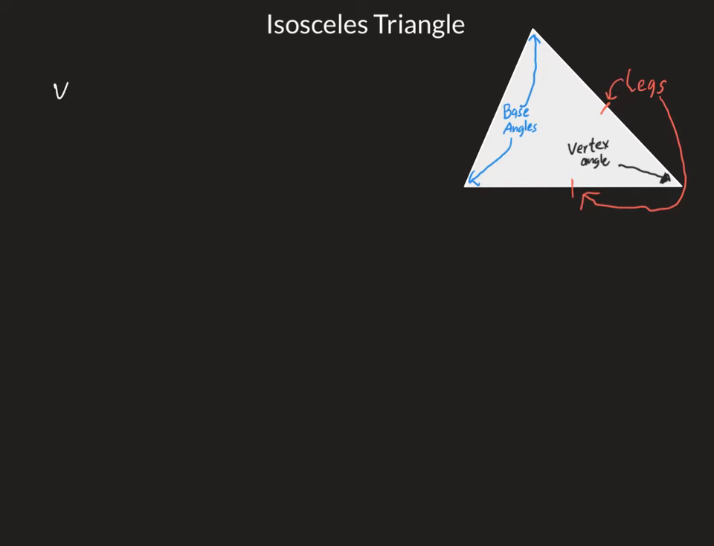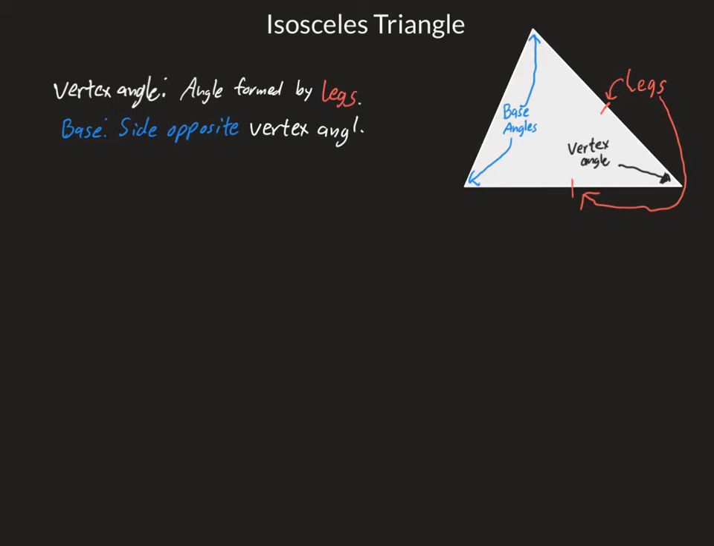Now I'll show the same thing using words. So the vertex angle is the angle between the legs. Then the base is the side opposite the vertex angle. Then the two base angles are the angles that have the base as a side. Also think about it as the angles that are opposite the legs.